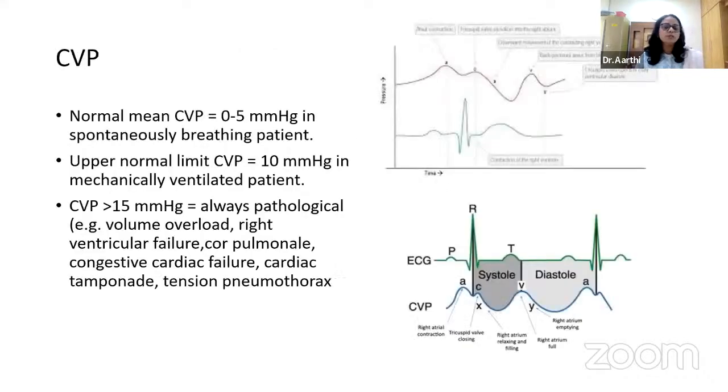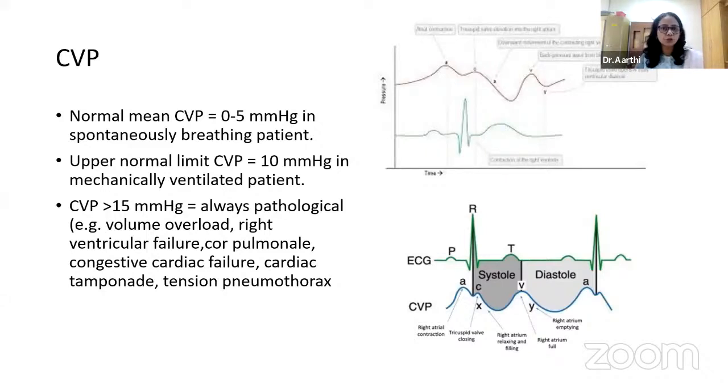Normal central venous pressure is around 0 to 5 millimeters of mercury in spontaneously breathing patients, and the upper limit of normal would be 10 millimeters of mercury in mechanically ventilated patients. A CVP of more than 15 millimeters is always pathological. It could be volume overload, right ventricular failure, cor pulmonale, congestive cardiac failure, or even tension pneumothorax.